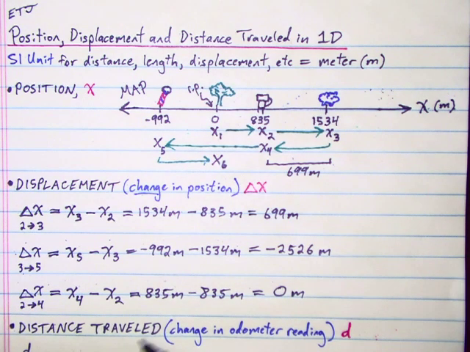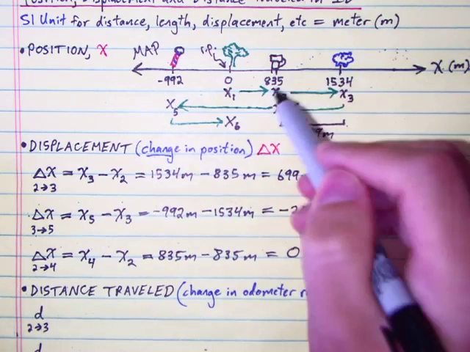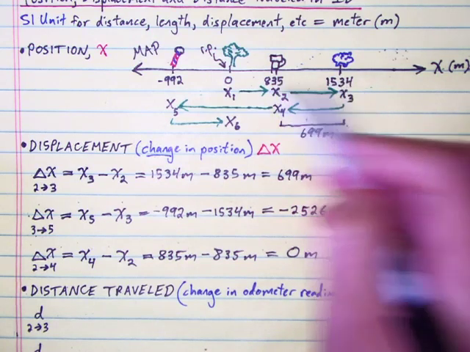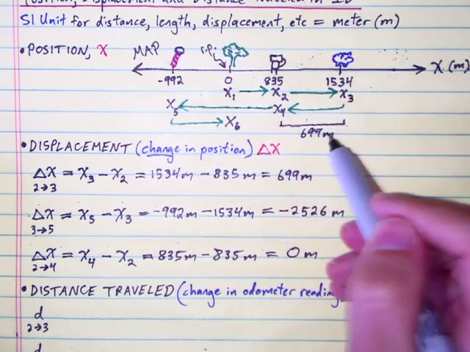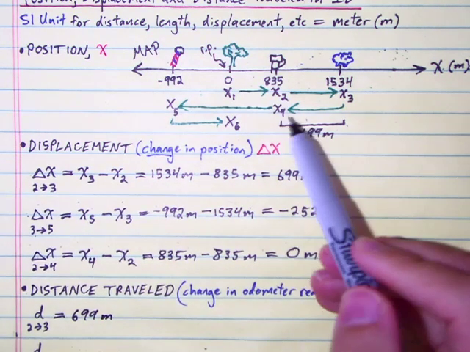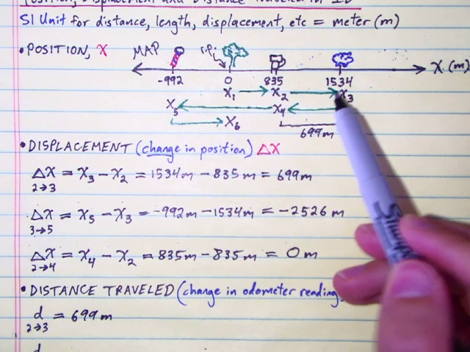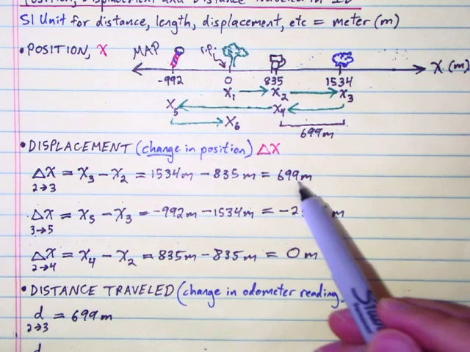All right, next concept, distance traveled. This is a little bit different. This is the change in what your odometer in your car would say. It's the total distance that you have moved, and it's always a positive value. So for instance, the distance you traveled between events 2 and 3. Well, he moved from the gas station to the petting zoo, and we know that the distance between these two locations is 699 meters. So he traveled 699 meters. The odometer on his car, if it was reading in meters, would have gone up by 699 in traveling from here to here. So in this case, the distance traveled is the same as his displacement.